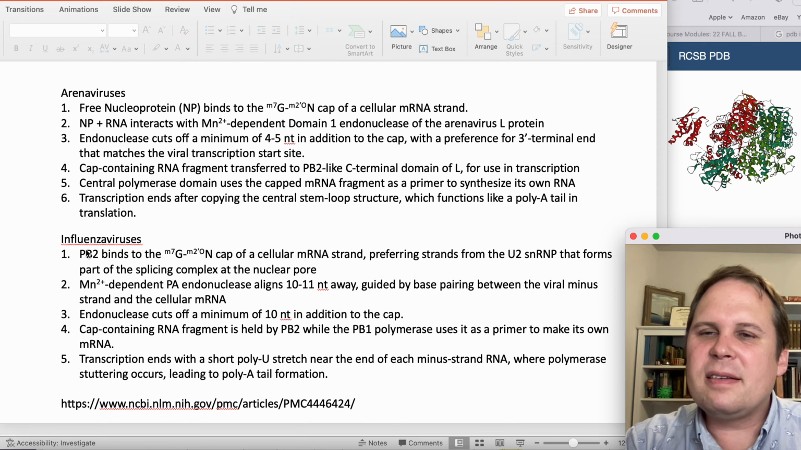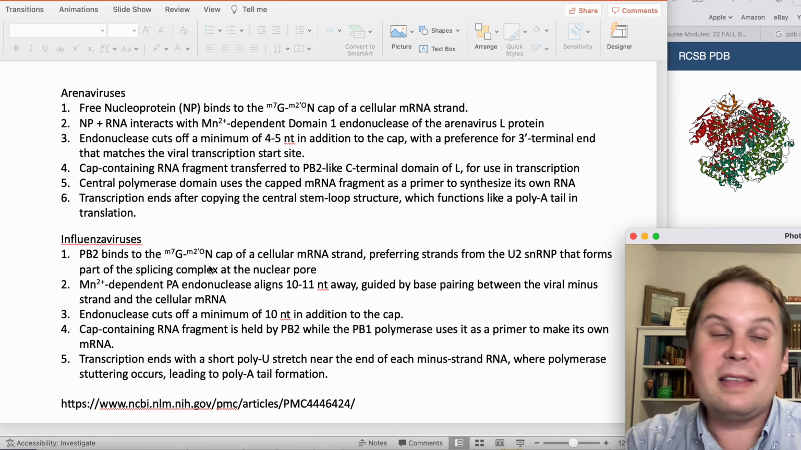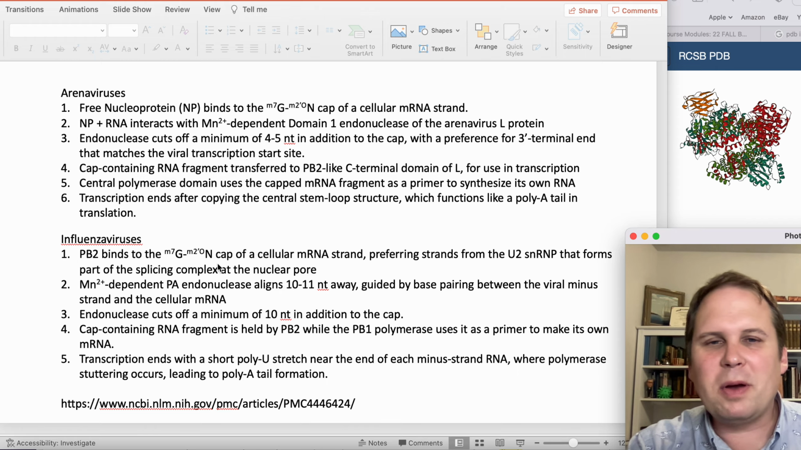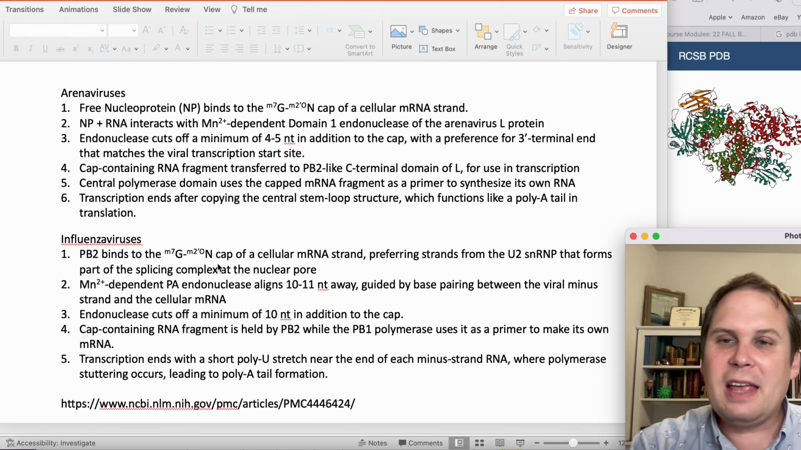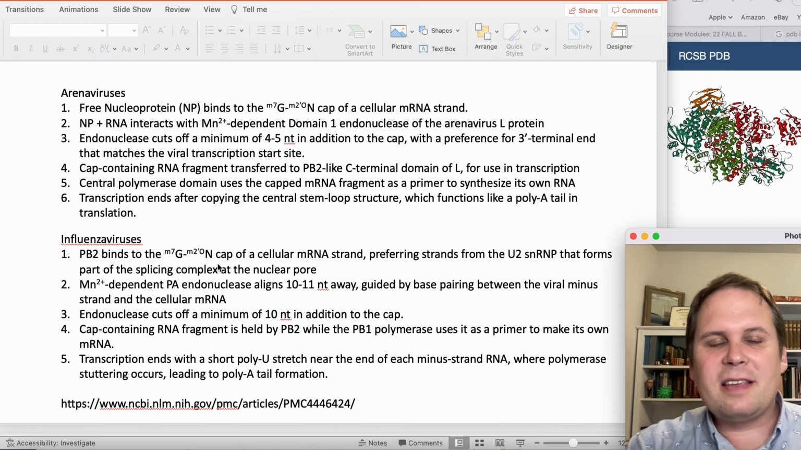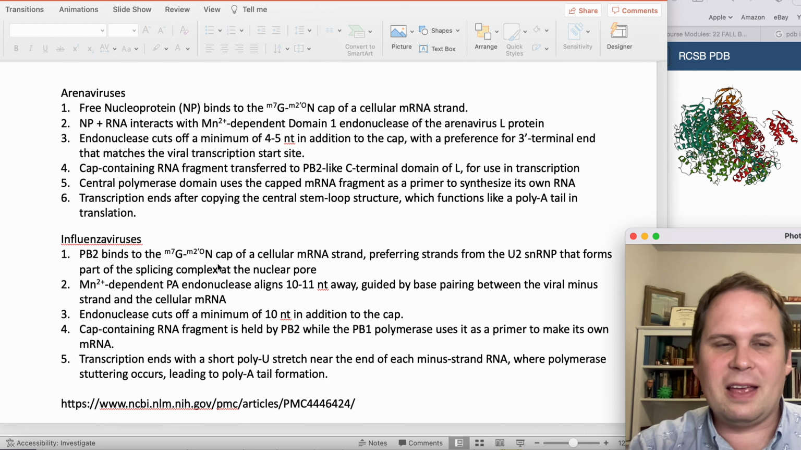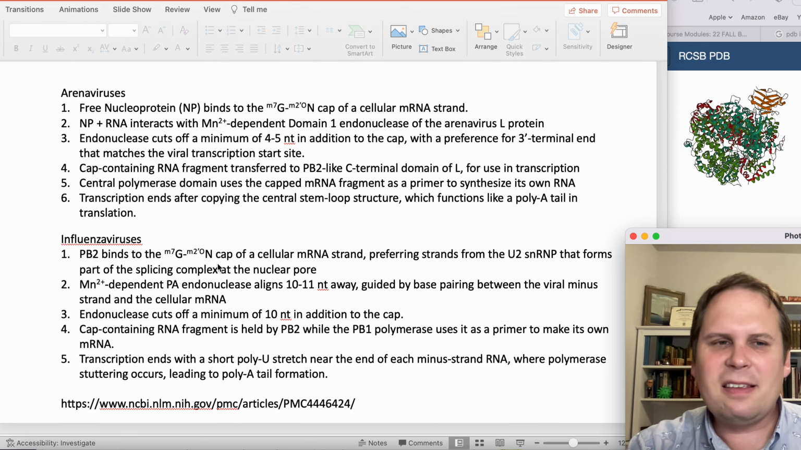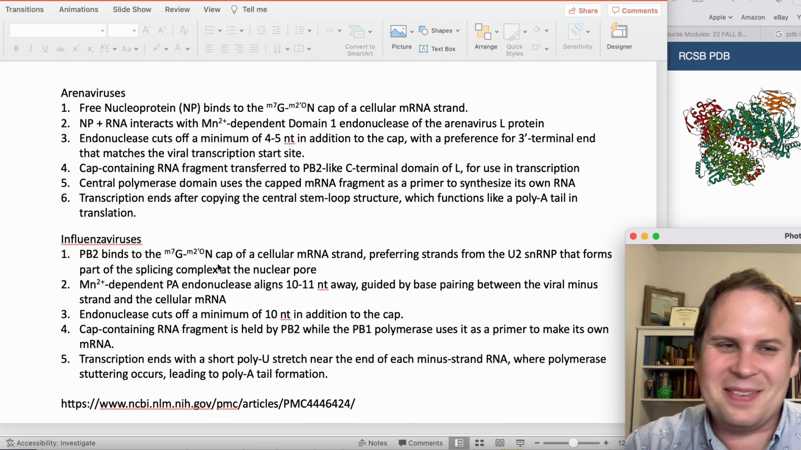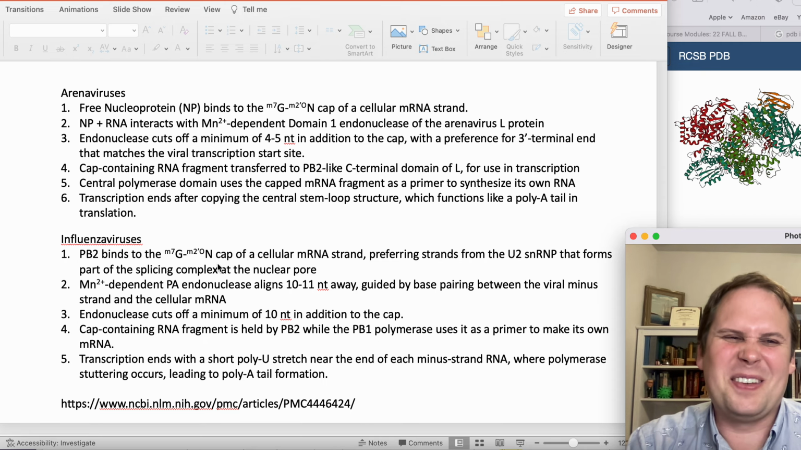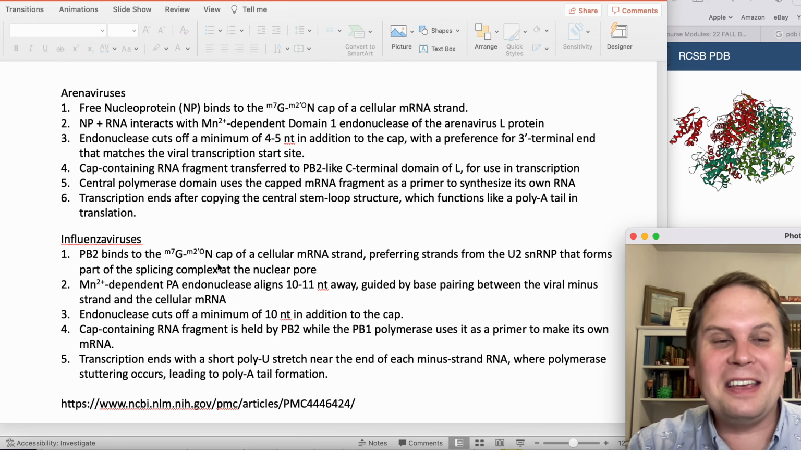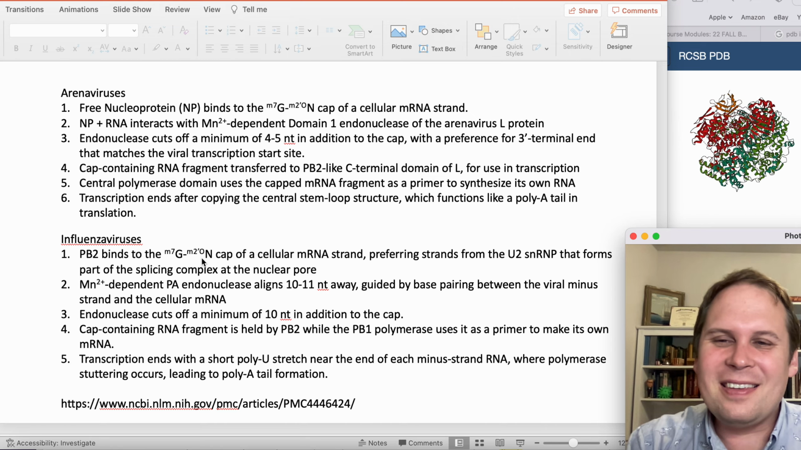The PB2 is going to bind to that cap, same old cap, with the two methyl groups, N7 and 2'O, from a cellular RNA. In this case, the virus is actually going to replicate in the nucleus, even though it's an RNA-dependent RNA polymerase, and it doesn't actually use the host enzymes like you would think. So it doesn't really need to be there, but it wants to be there. Why? So it can steal. Yeah. And so this is influenza.